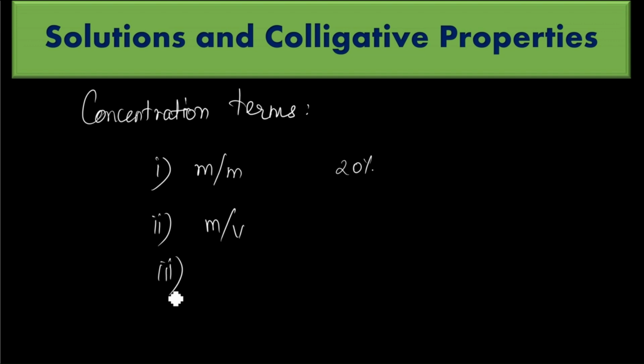And the third term is volume by volume, which in this case is for liquid-liquid solutions. Previously, these cases were solid and liquid, solid and solid. This is the liquid and liquid case of solution. So, volume of solute per 100 ml of solution.